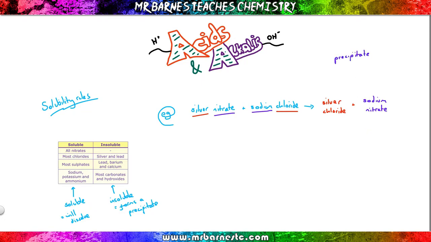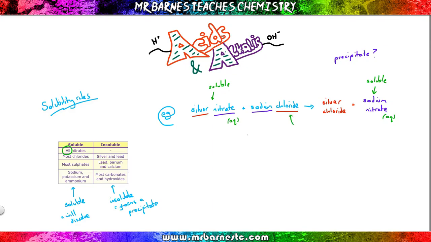You now need to figure out if we've got a precipitate or not. So we're going to start off with nitrates. Now, as you can see from the table, all nitrates are soluble. So we know silver nitrate and sodium nitrate are both soluble. So the state symbol we can put in to show that is aq, aqueous.